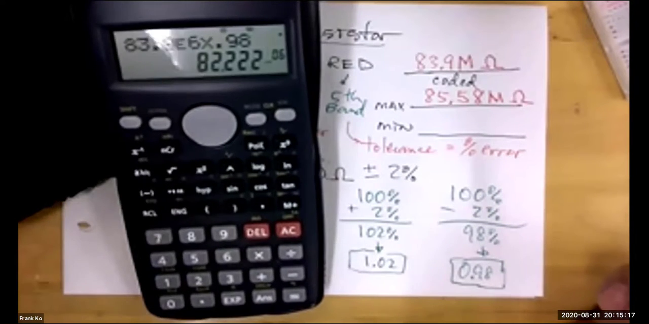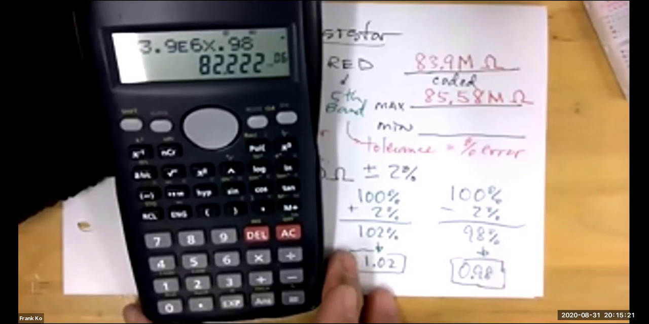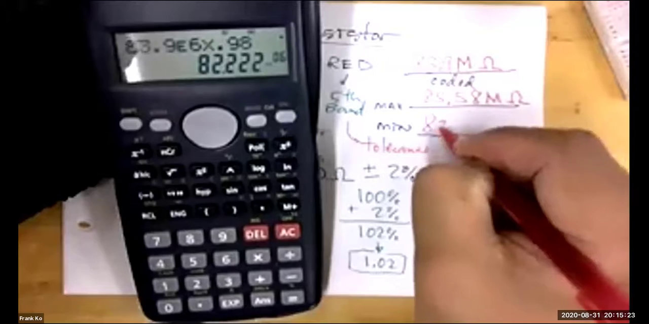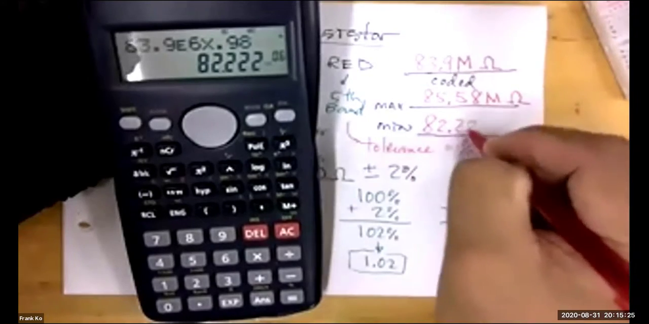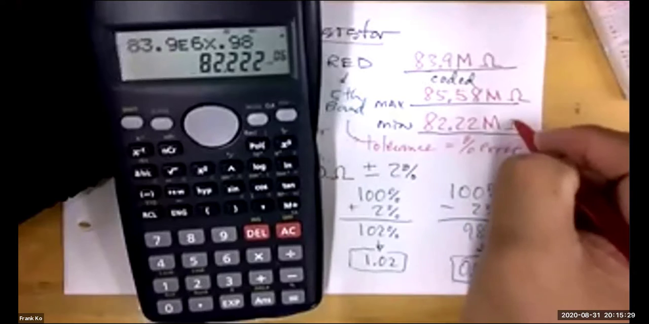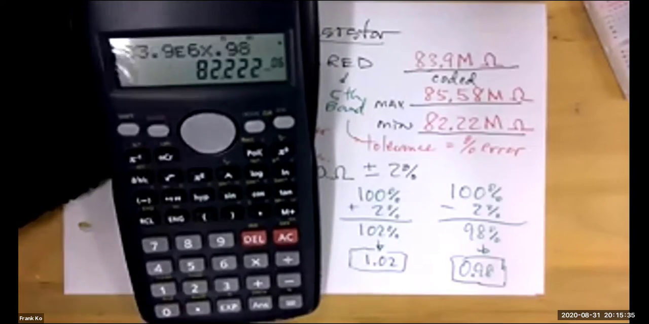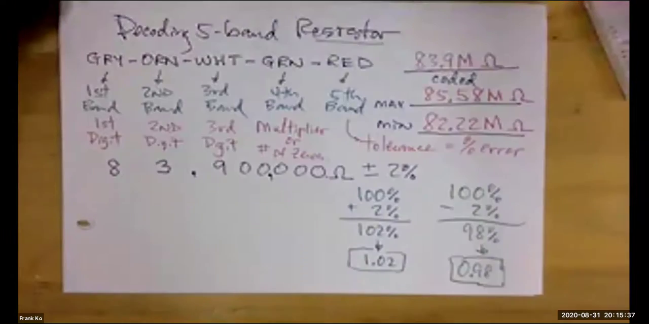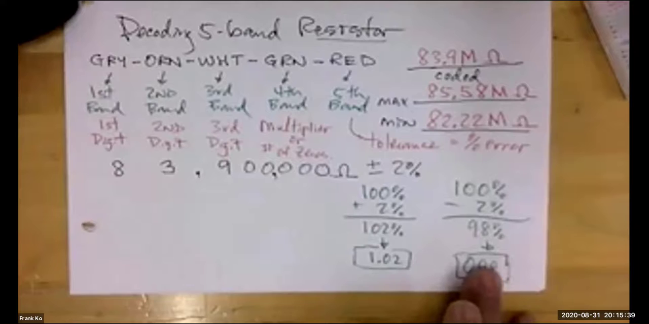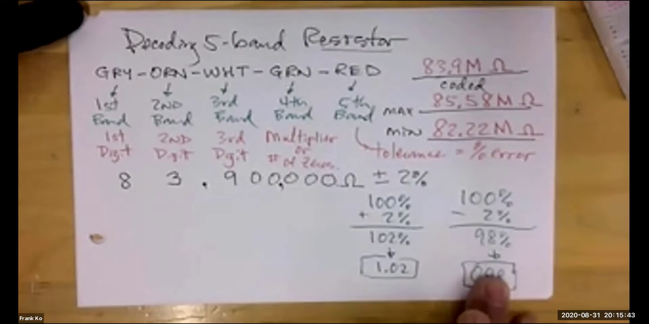What do I write down for my minimum based on the work that we've done? 82.22 mega ohms. 82.22 mega ohms. Is everybody okay with that? So far, so good? Nice. Any questions on how to decode our 5-band resistor? Good with that? Yes. Cool beans.